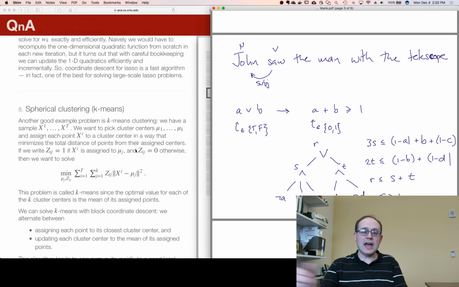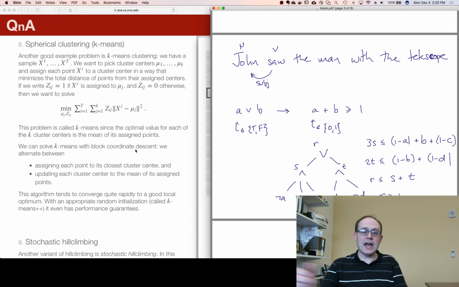Another good example of this one's of block coordinate ascent, which is the clustering problem I mentioned. So in the mixture of Gaussians model, or more generally just in a clustering problem where you want spherical clusters.